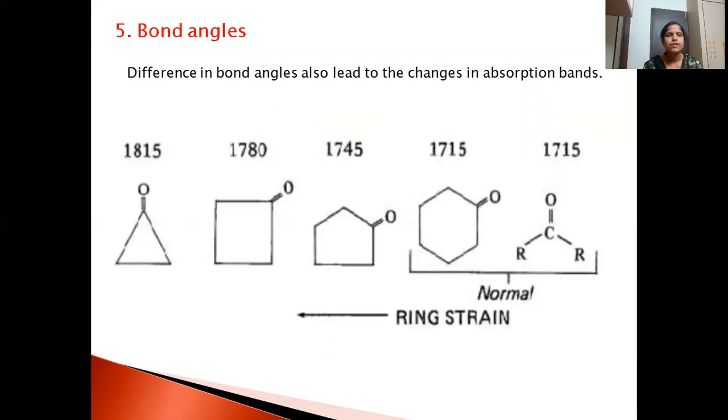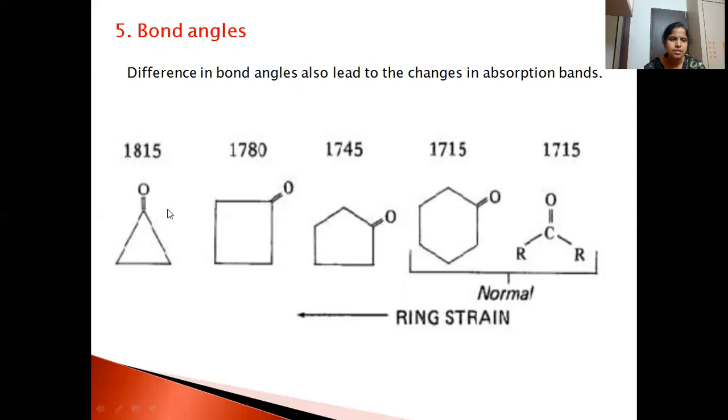Then the other factor we can add to this is the bond angle or the ring strain. Here we can see again the C=O frequencies. It is 1715, almost the same, in cyclohexanone and this one. Whereas in cyclopentanone it is 1745. Then when we move on to cyclobutanone, it is 1780. Cyclopropanone is showing a higher carbonyl frequency, 1815.